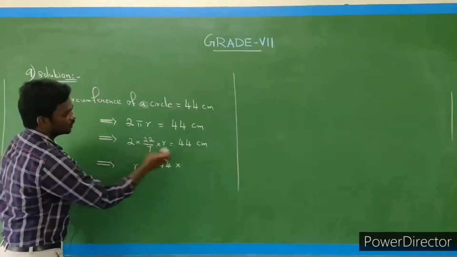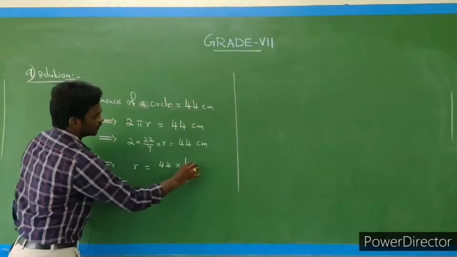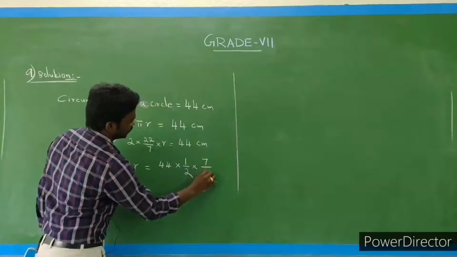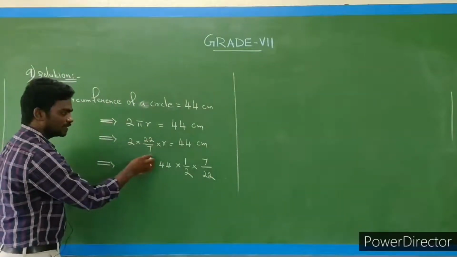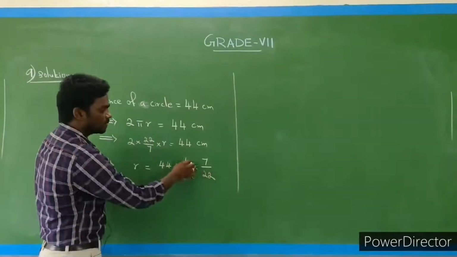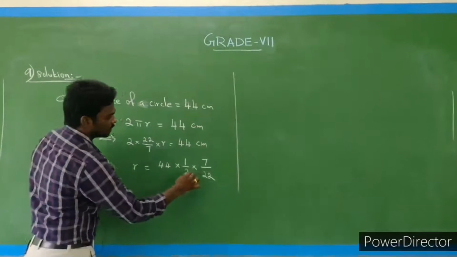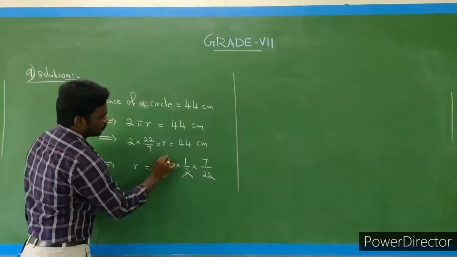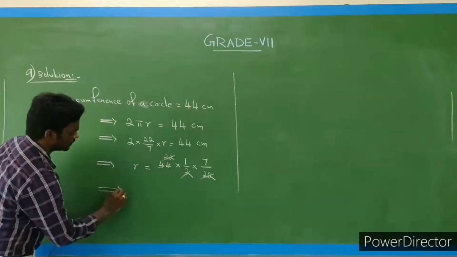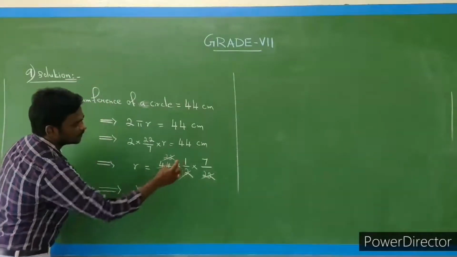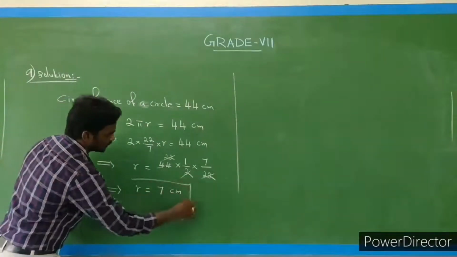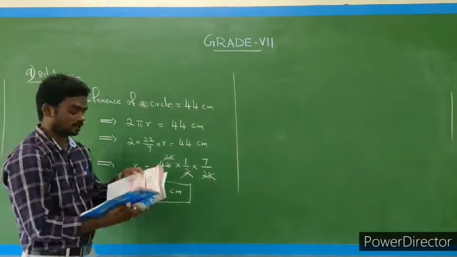The 2 is transposing to 1 by 2 and 22 by 7 is transposing to 7 by 22. So 22 by 7 is transposing to the right side and becomes a reciprocal, and 2 is transposing to the right side and also becomes a reciprocal, 1 by 2. So here 1 2s are 2, 22 2s are 44. So this 22 and 22 cancel, which implies that the radius of the circle is 7 centimeter. So 7 centimeter is the radius of the circle.